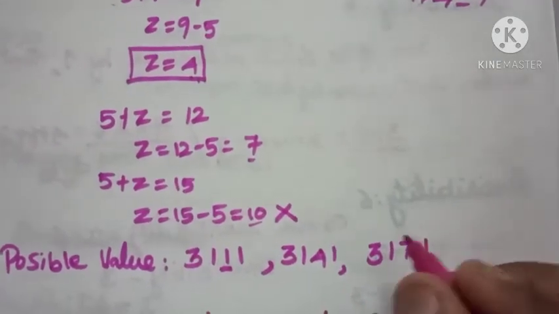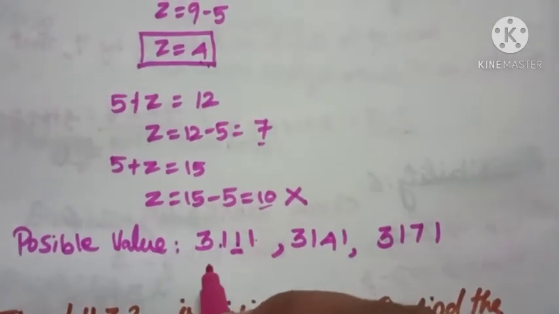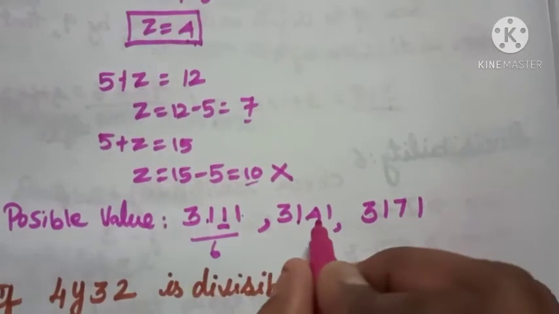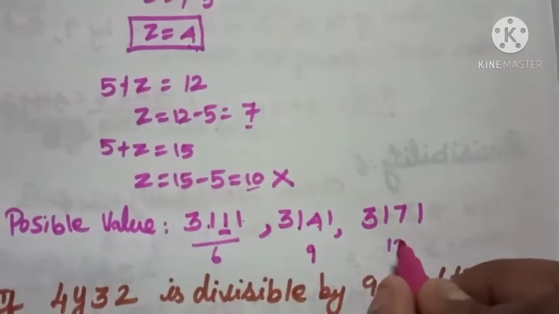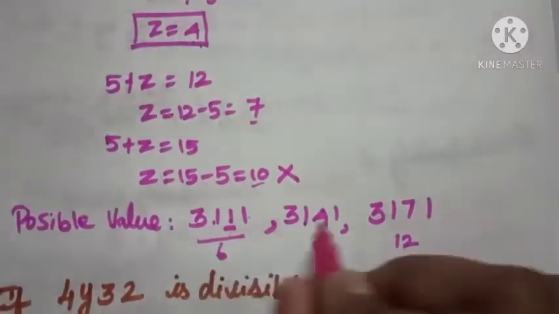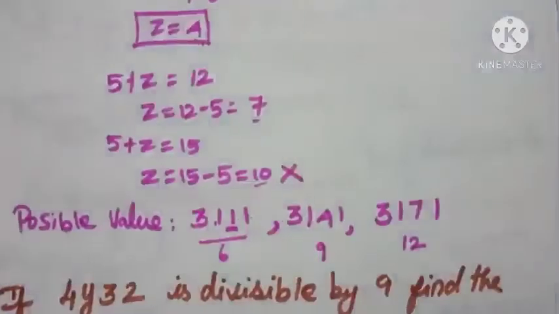And then 3171. So now you can check: 3 plus 1, 4 plus 1, 5 plus 1, 6. So the sum is 6. 3 plus 1 is 4, 8, 9. This one is 9 and this one is 12. So 6, 9, 12 are multiples of 3, divisible by 3. So these are the possible numbers divisible by 3.